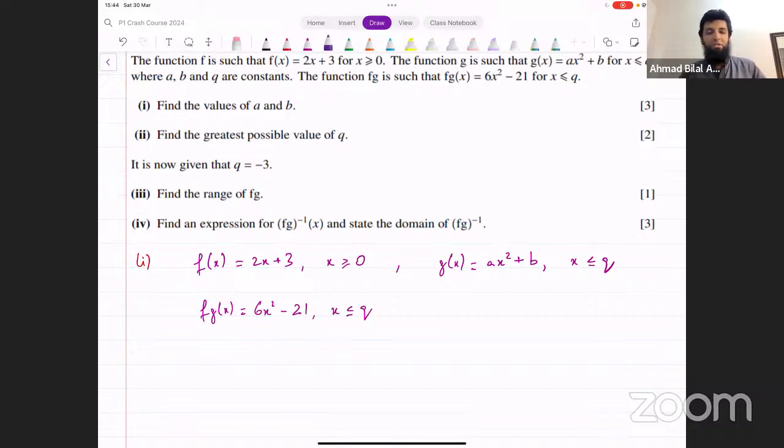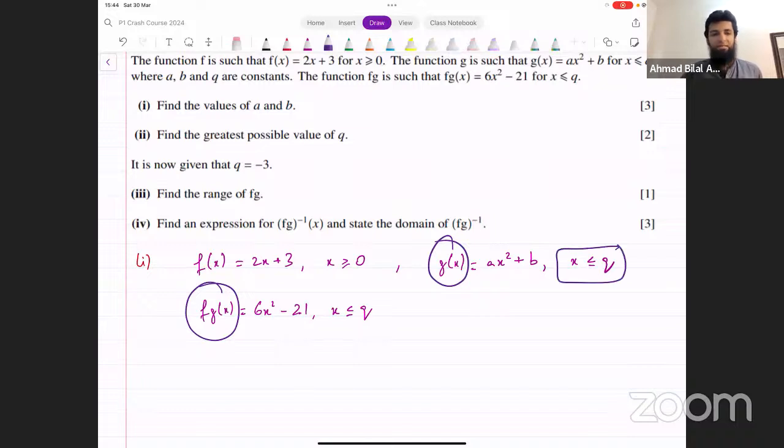Even if this domain was not given, you should have been able to figure it out yourself. Why? Because if you have fg, what's the inner function? The inner function is g. What's the domain of the inner function? Domain of the inner function is x less than or equal to q. That should be the same as the domain of the composite function. All right, so you can see both of those domains are the same.